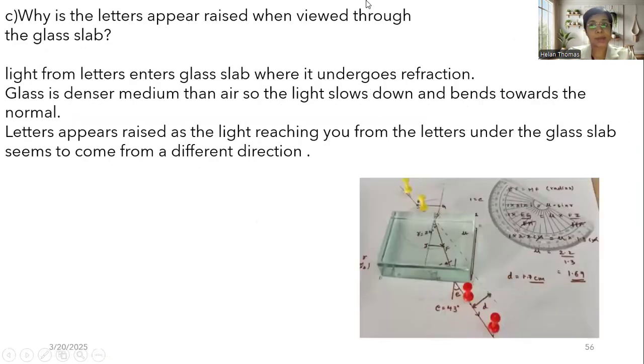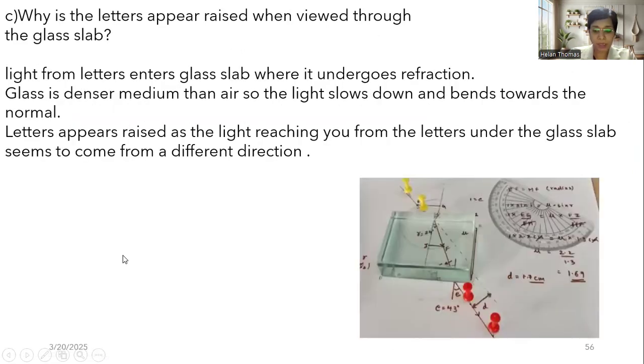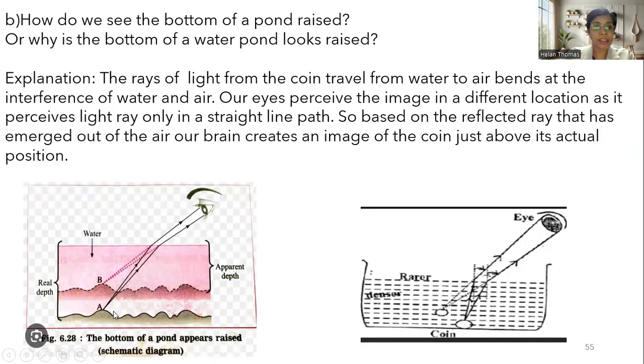And this is explaining why the bottom of the pond looks raised. As I mentioned, when you look from a point, this is the real position of the object in the pond. But it will appear to be at another point, say B. This change in position is otherwise called lateral displacement of the object. And this lateral displacement is an illusion.